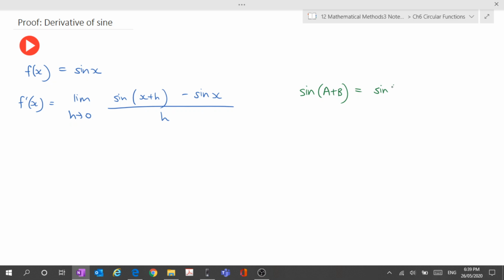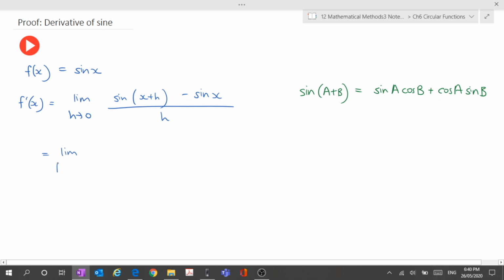I think you guys are familiar with it from Spec, but if you don't do specialist, then obviously you won't have seen this before. But this is our angle sum formula. There's one for cos as well. So if you want to go off and try and prove the derivative of cosine, use that one. I would love to see your proof.